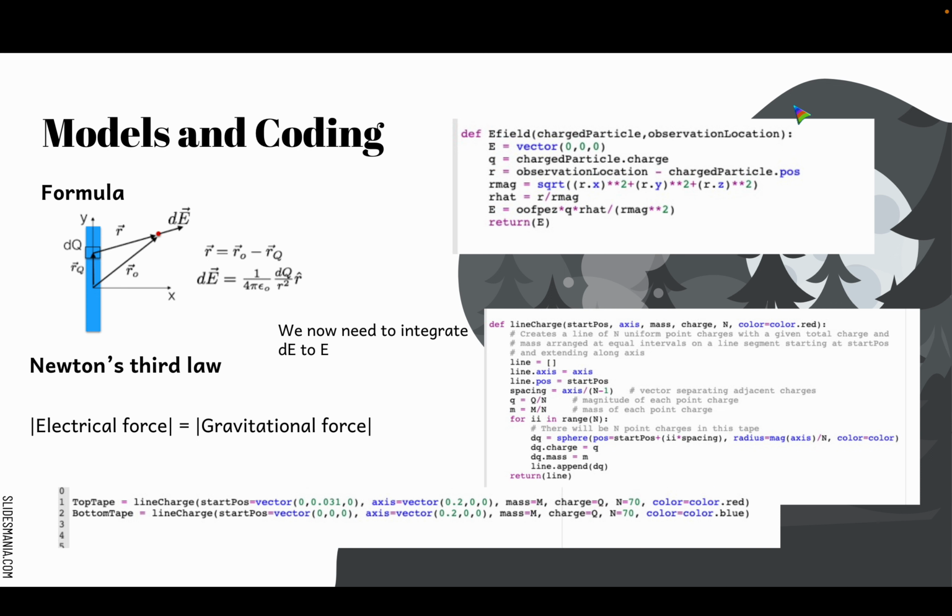And for the models and coding part in my web Python, I defined a model for two tapes, and here I set n equal to 70, which means that there are 70 small charges along the line charge along the tape, and they contribute to charge equal to q in total. And we also have an e-field function, and I inherited the formula in lab 0 into this function, and we also have a model for line charge.